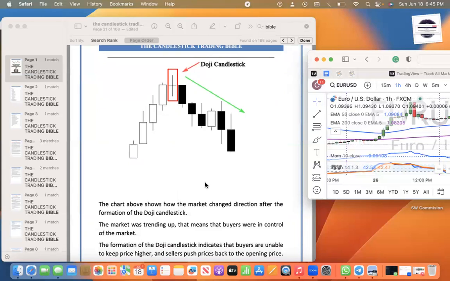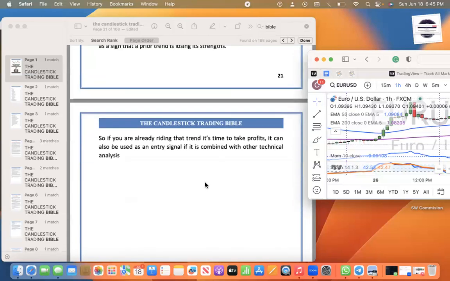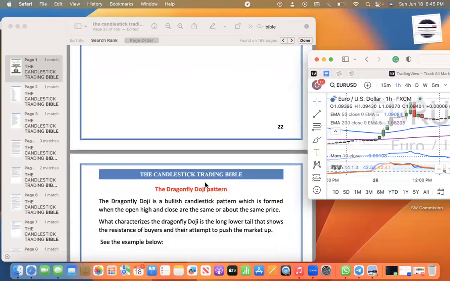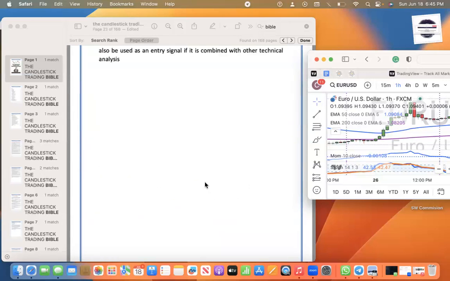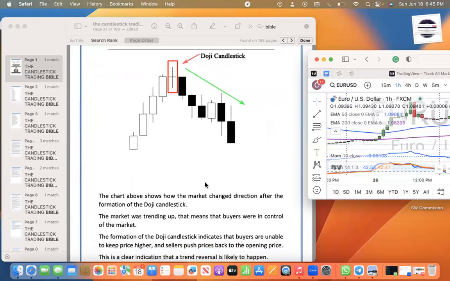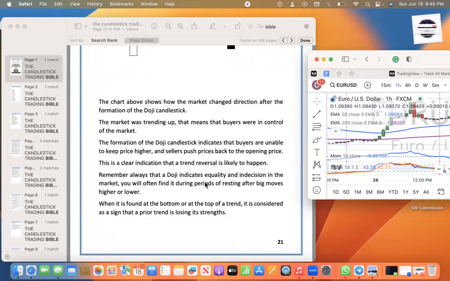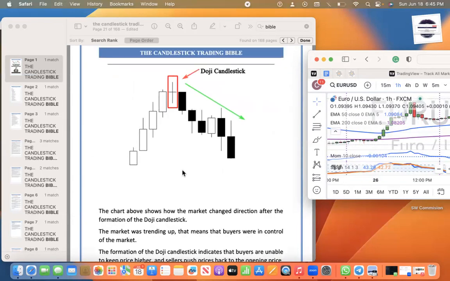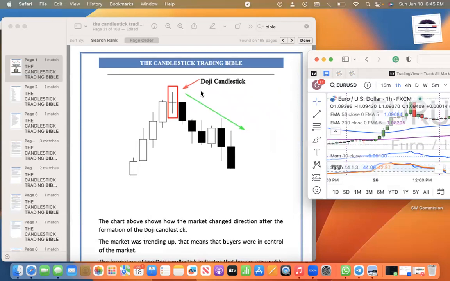And it's just as simple as that. If it appears, it's not in the book, a picture in the book, but if it appears at the bottom of a trend after a downtrend, it's letting you know that price most likely wants to go up. And again, this is called the doji candlestick pattern, right?